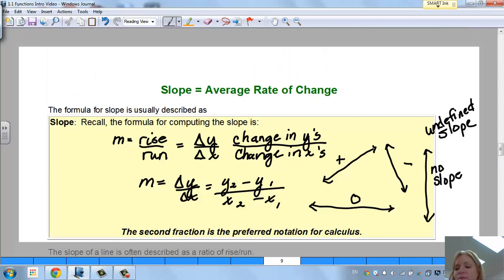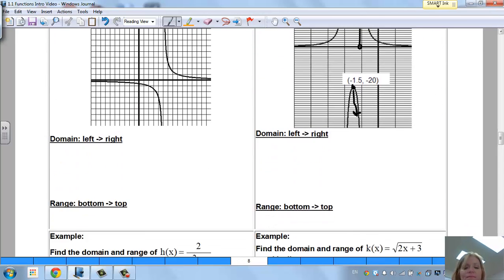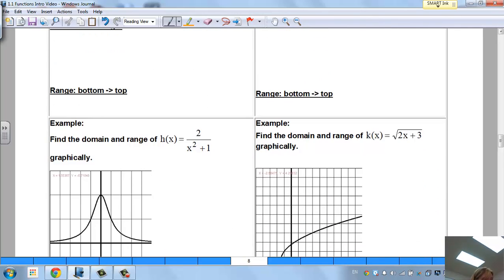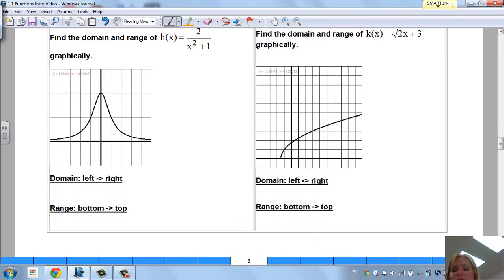Okay, oops, I'm sorry. So let's go back. Let's look at the one here on the bottom. Find the domain and range of this one graphically. That was the one I showed you before, and here's the radical that we did before. So these are actual pictures, and we're going to practice more in class. So there's a little basics of domain and range, and I will see you in class.